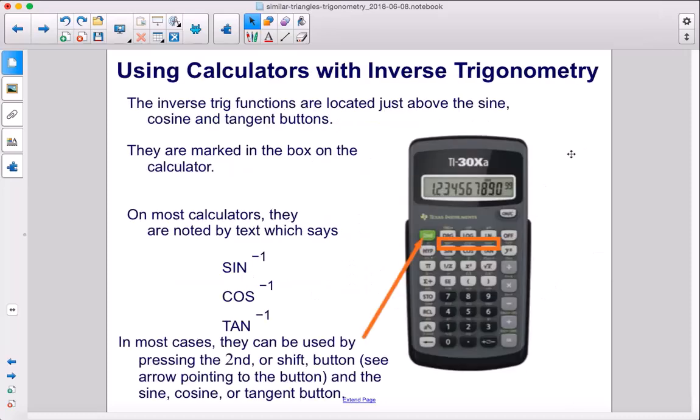Using calculators with inverse trigonometry. The inverse trig functions are located just above the sine, cosine, and tangent buttons. They are marked in the box on the calculator. So here in this orange box, right above the sine, cosine, and tan buttons, we see sine to the negative 1, cosine to the negative 1, and tan to the negative 1. In most cases, they can be used by first pressing the second or shift button, and then the sine, cosine, or tangent button.